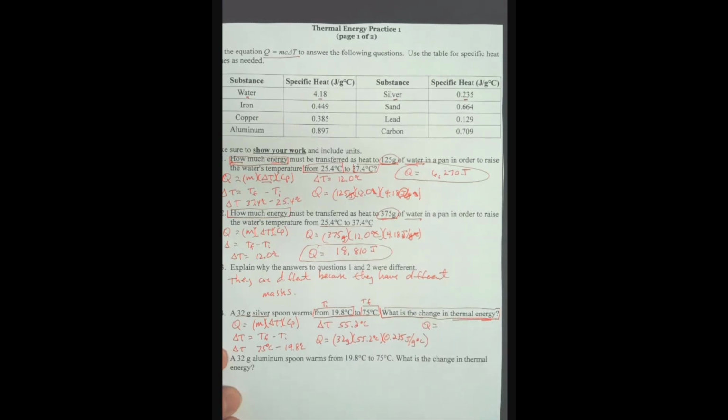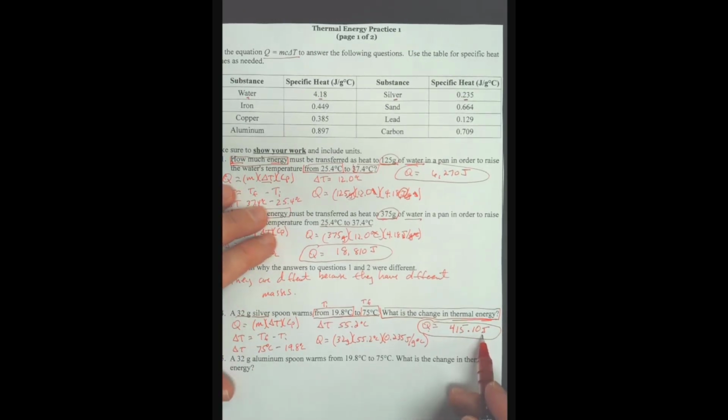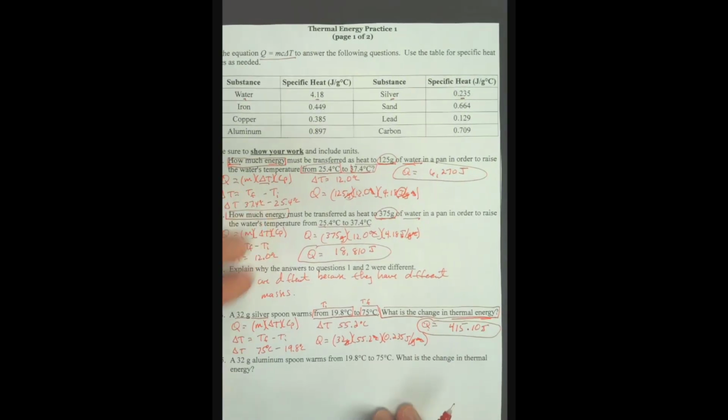So I'm taking 32 times 55.2 times 0.235 equals 415.10, and it's going to be joules because, again, we're trying to find energy. I'm going to circle that final answer. And again, the unit joules, because that's the unit for energy, or Q. And again, we could also go through and cancel grams and cancel degrees Celsius. And now we've got our final answer.